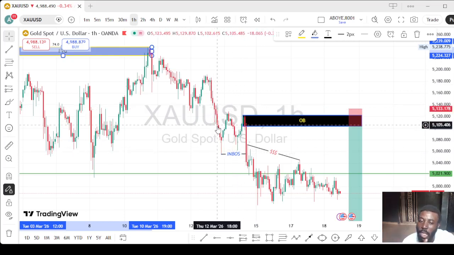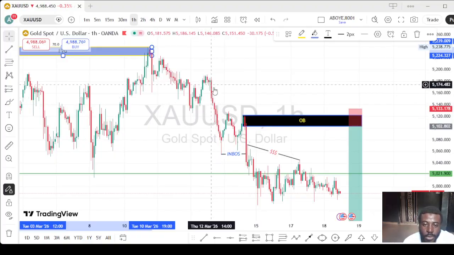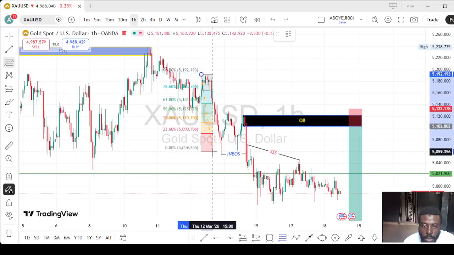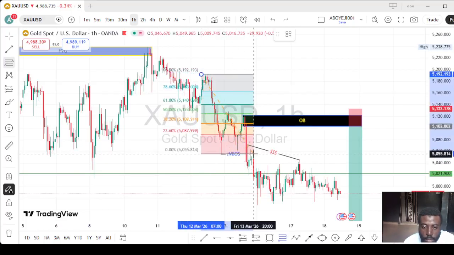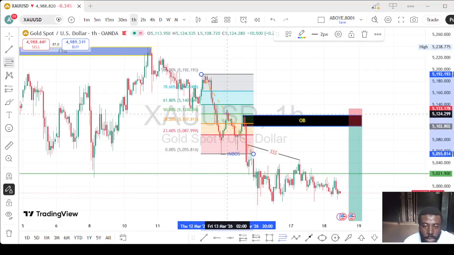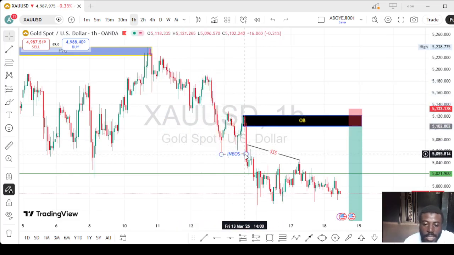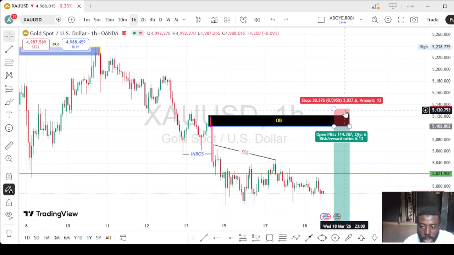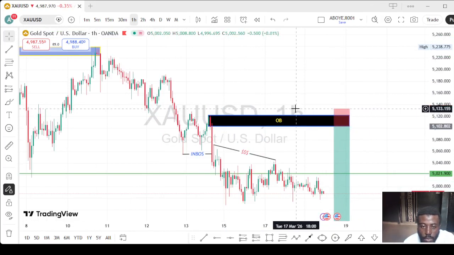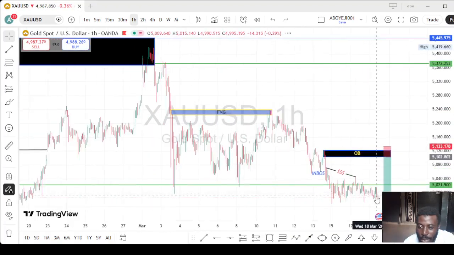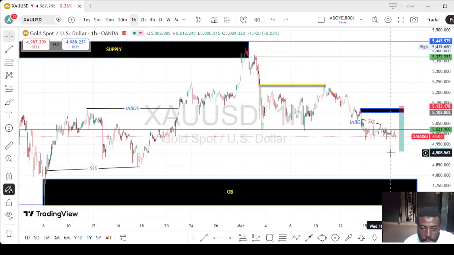The reason why I had no opportunity is that this break of structure has already been mitigated, so let's use the Fibonacci retracement. This retracement is valid for sell, because this is the 50% retracement level. We can sell the market here. This is the recent break of structure to the downtrend, and this is the order block. Our stop loss will be above this lower high, while our take profit will be here.